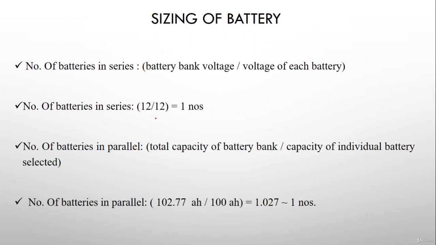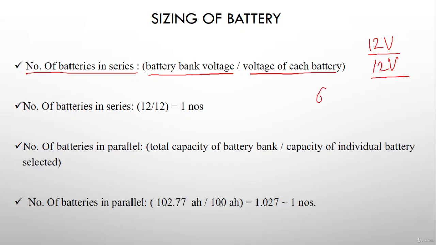Now once we have selected the battery, we have to check how many batteries we require to connect in series combination and how many batteries we require to connect in parallel combination. First we'll see how many batteries are to be connected in series. The formula is the battery bank voltage divided by the voltage of an individual battery. Our battery bank voltage, or system voltage, is 12 volt, divided by the individual voltage of the battery we are selecting, which is also 12 volt. In the market, 6 volt batteries are also available, which we can use as well.